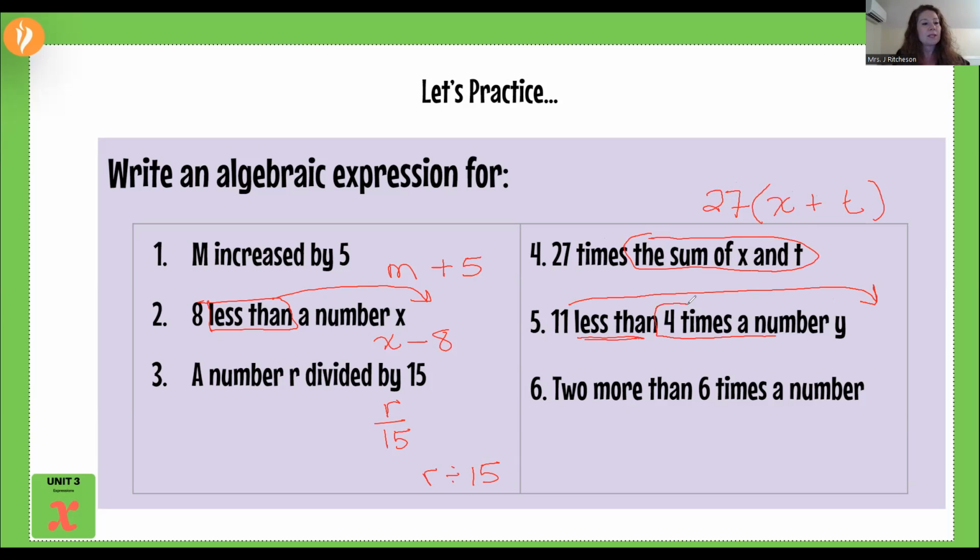So what are we going to start with? 4 times a number y. So 4 times y, and then 11 less than that. That's the answer. And 2 more than, so we're going to stick this at the end, more than 6 times a number. How does 6 times a number look? 6 times a number, and then 2 more than that. There we go. Did you get them right? I hope so.